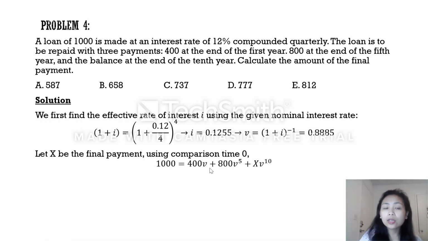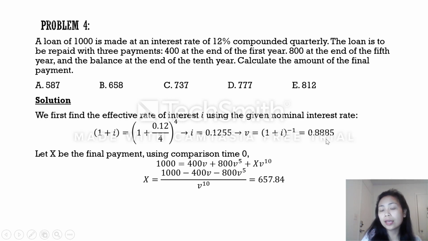800 at time 5, so we have to multiply with V to the 5th to bring it to time 0. X at time 10, we need to multiply it with V to the 10 to bring it to time 0. So we have this equation where V is known. V is 0.8885. So X should be 1,000 minus 400V minus 800V to the 5th, over V to the 10, where V is 0.8885, and the answer is 657.84. So the final payment should be around $658.